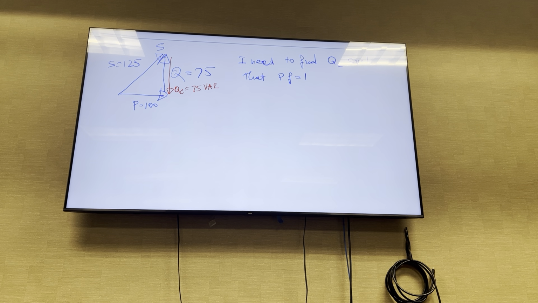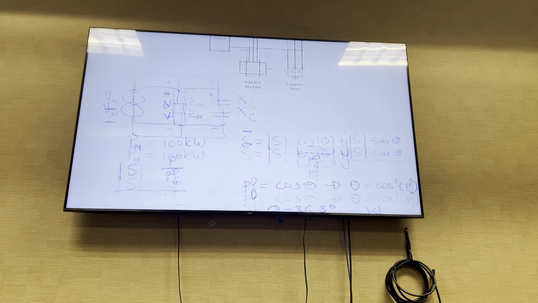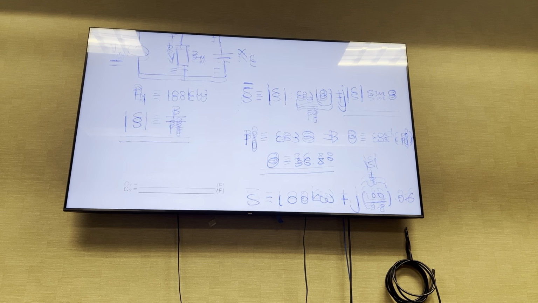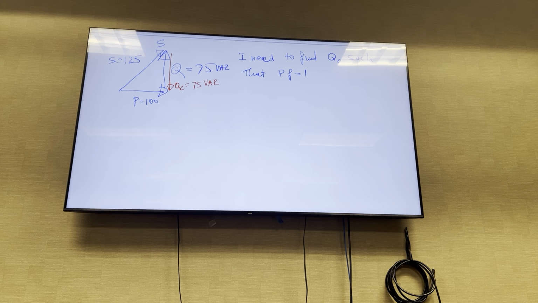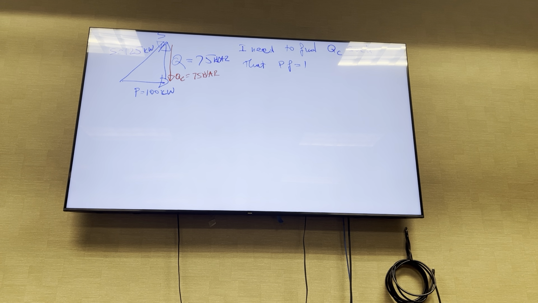VA reactive, kilowatts, or watts, I'm sorry. Let me double check that. Are we talking about watts or kilowatts? Kilowatts. So I'll put a K here, K here, K here. It doesn't matter as long as I am consistent.